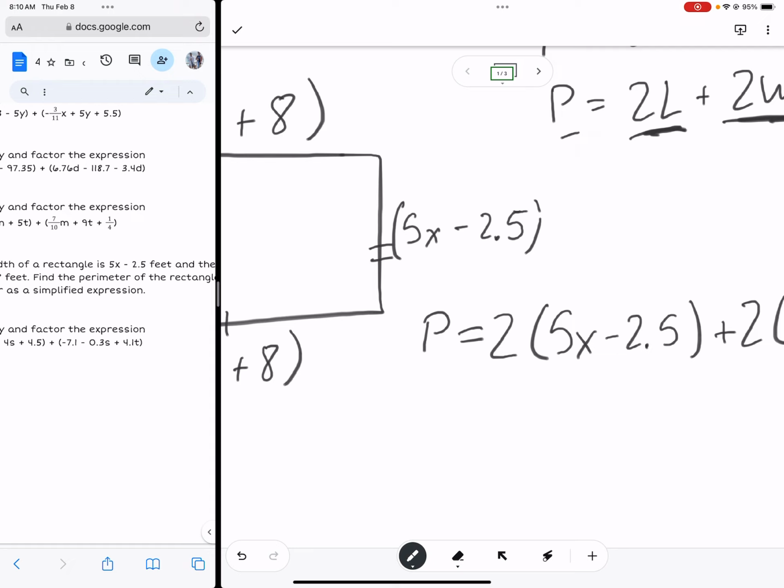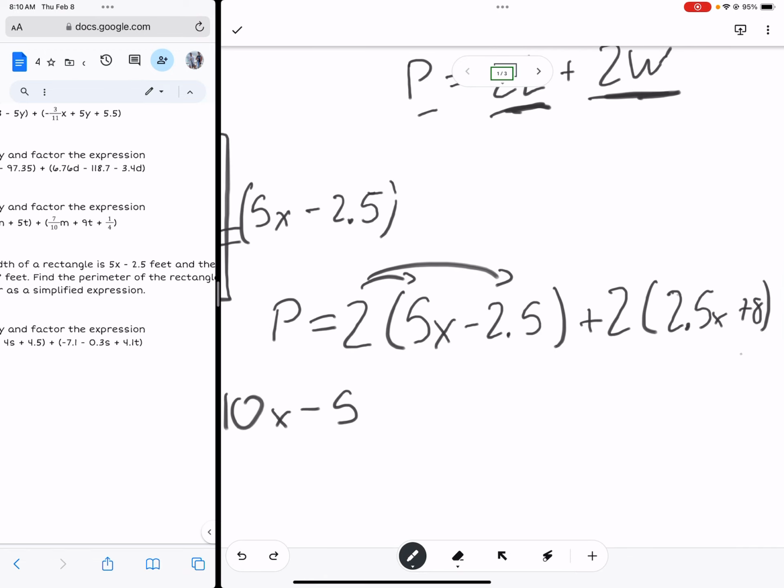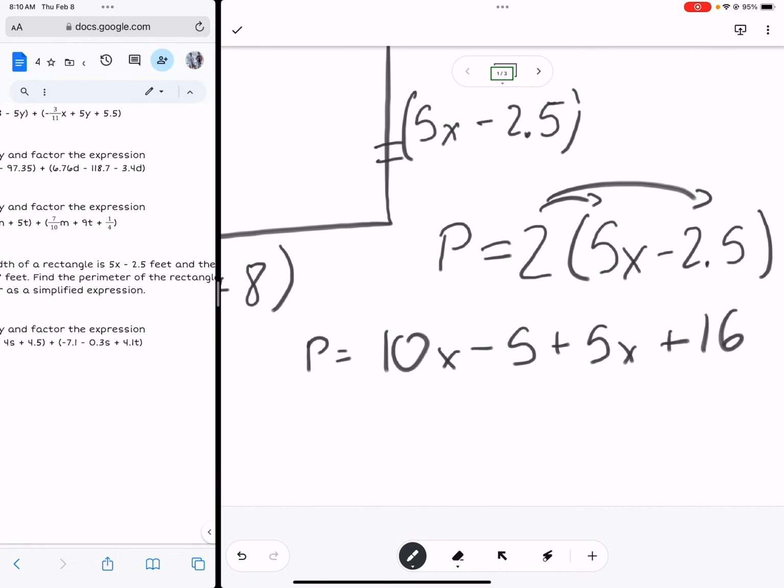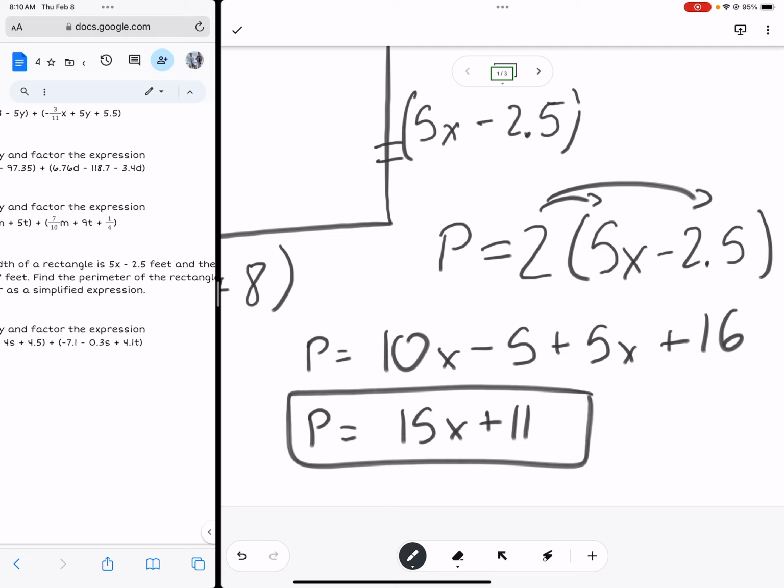All right, now we got to distribute. So who wants to distribute for me? Foss, distribute for me. 10x minus 5. And then over here, it's going to be plus 5x plus 16. And then now we're able to combine like terms. So if I combine like terms, keep going, Foss. It would be 15x and then 11, plus or minus? Plus. And then can we simplify this? No, we cannot simplify that. So this is our answer.